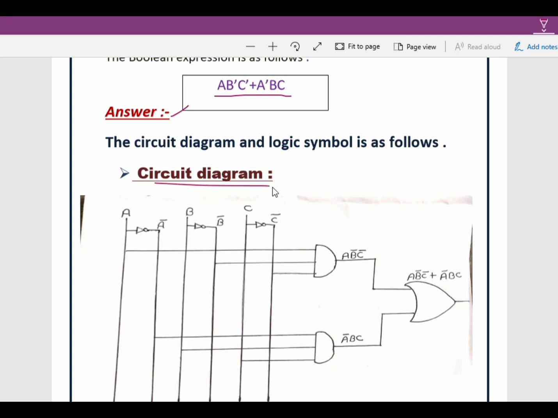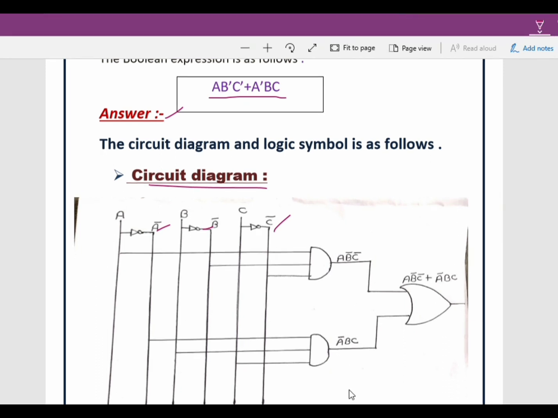In the circuit diagram, A, B and C are the variables, and A' , B' and C' are the complements of A, B and C. Here A B' C is an AND gate and A' B C is an AND gate. Then we find the OR gate between A B' C and A' B C. The OR gate gives A B' C + A' B C. This symbol is an OR gate.